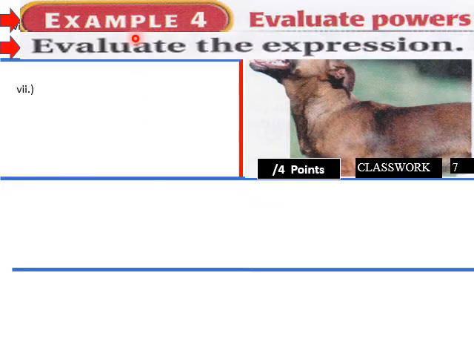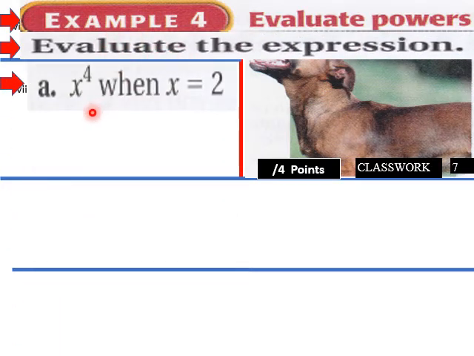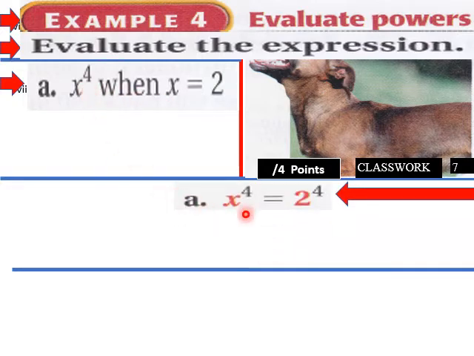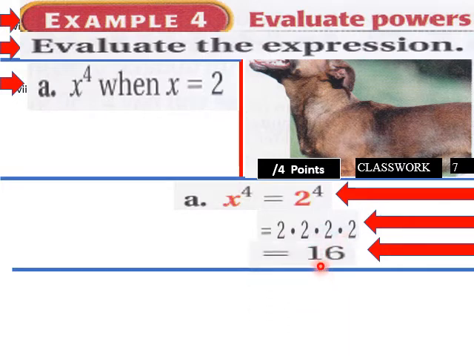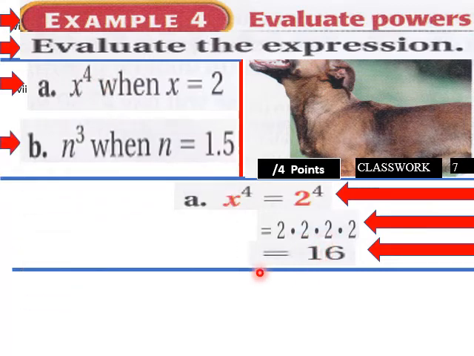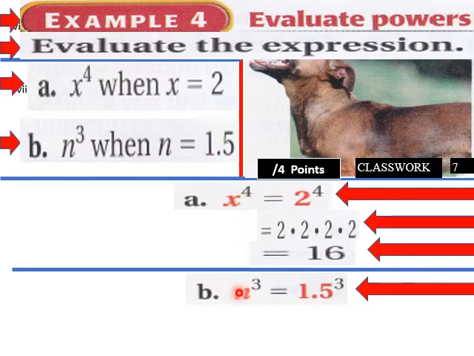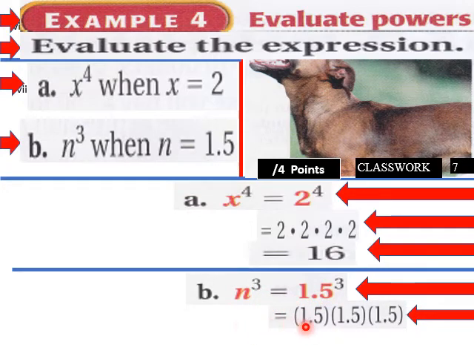Example 4, evaluate powers. So let's evaluate the expression here, x to the 4th when x equals 2. So when we plug in 2 for x, x to the 4th would equal 2 to the 4th power, which would be, what's 2 times 2 times 2 times 2? That would be 16. So 2 to the 4th power would be 16. And then b would be n cubed when n equals 1.5. So when we cube 1.5, n cubed would be 1.5 cubed. What's 1.5 times 1.5 times 1.5? We get 3.375 for that.